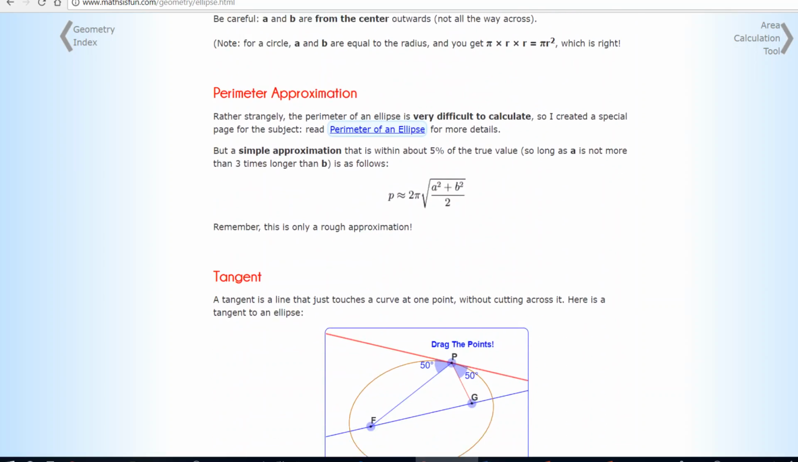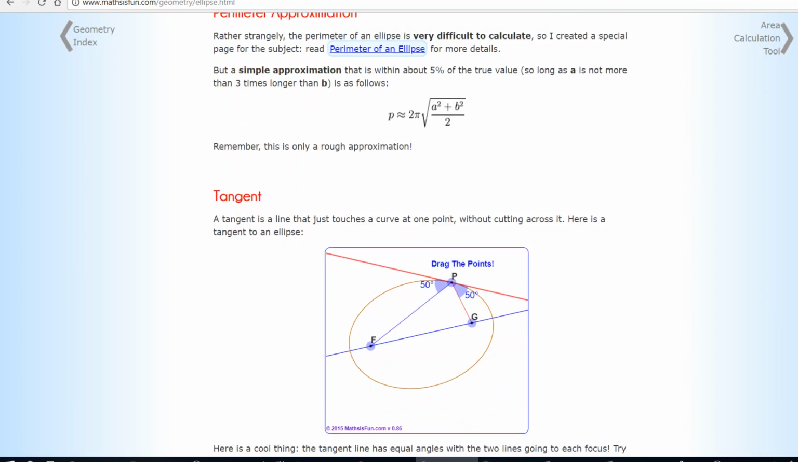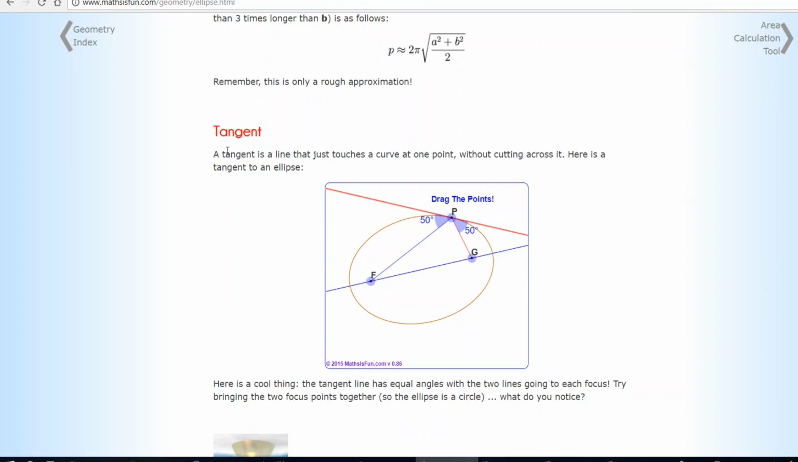The other thing that I want you to know is about a tangent. This is interesting about the tangent. The tangent is the line that touches the curve just at one point without cutting across it. So here's a tangent to an ellipse, and notice that the tangent line has equal angles with the two lines going to each focus. So as I move my tangent or my point P around, notice that my angles stay the exact same. No matter where I move my P, those two angles stay the exact same.